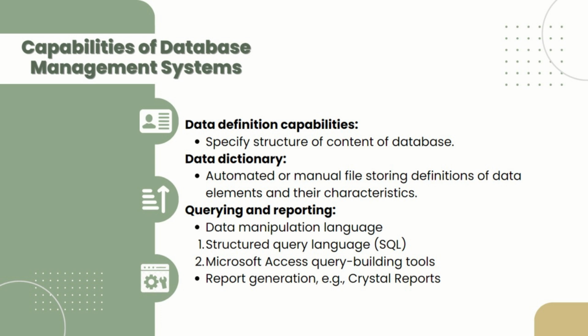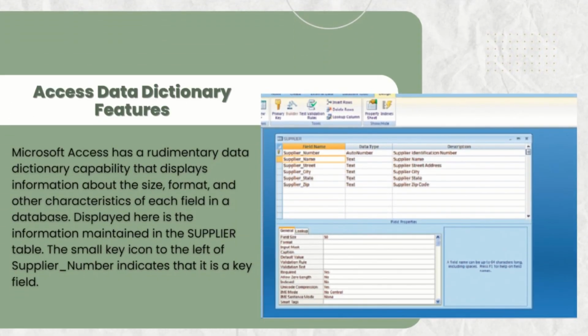Reports generated using such tools provide insights into the data and support informed decision making within organizations. Access Data Dictionary features refers to the capabilities and functionalities within Microsoft Access that allow users to create and manage a data dictionary. Microsoft Access has a rudimentary data dictionary capability that displays information about the size, format, and other characteristics of each field in a database.